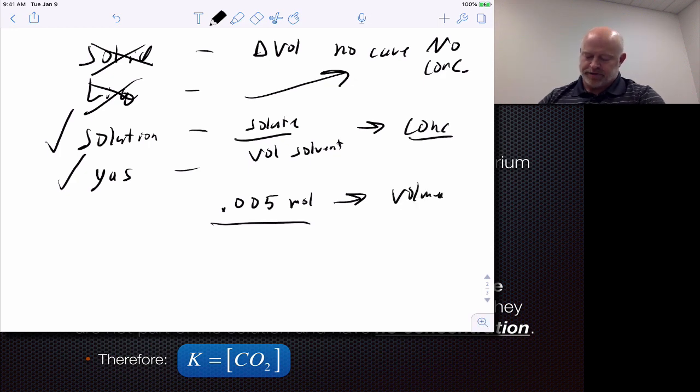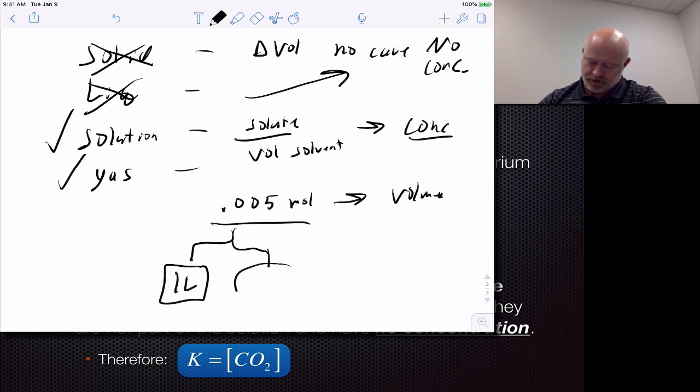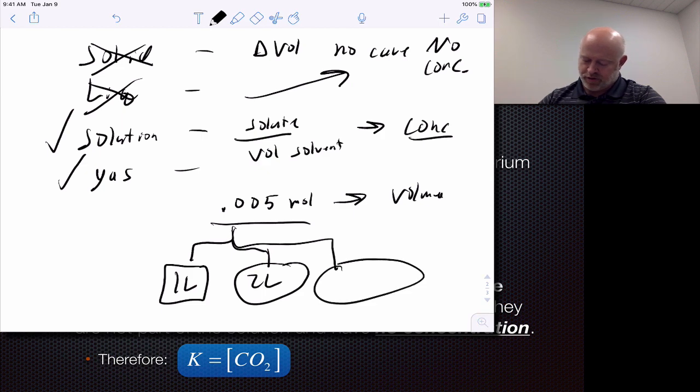Gases expand to fill their containers. So that 0.5 moles, you could put it in a 1 liter container, or you could put it in a 2 liter container, or you could put it in a 3 liter container. And each time you change the container size, you would change its concentration. So it's moles per 1, moles per 2, moles per 3. So for gases, they also form a concentration.